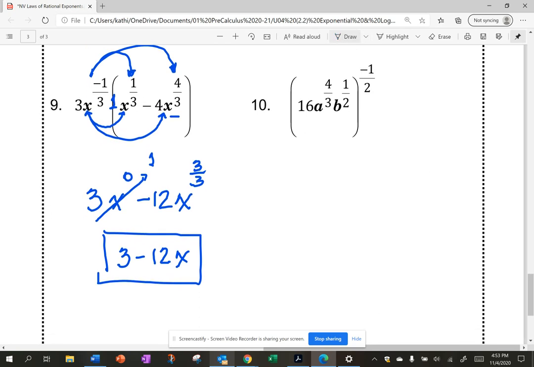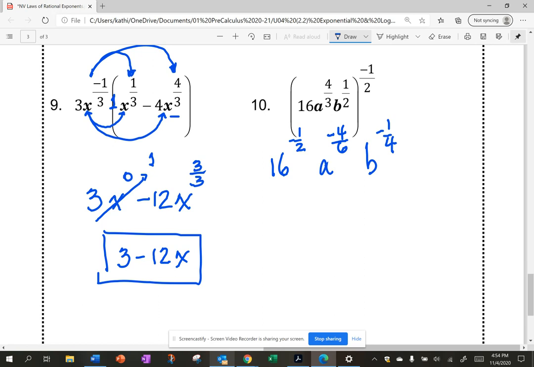Okay, number 10. I am raised to an exponent that applies to everything inside the parentheses. So I start by writing this as 16 to the negative 1/2 power. For the a base, I am power to power, so I multiply my fractions. So this is negative 4 over 6. For my b base, I am power to power, so again, I multiply my fractions. So this is negative 1/4.